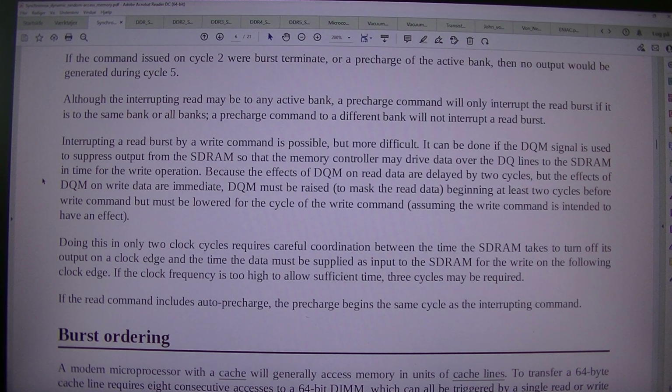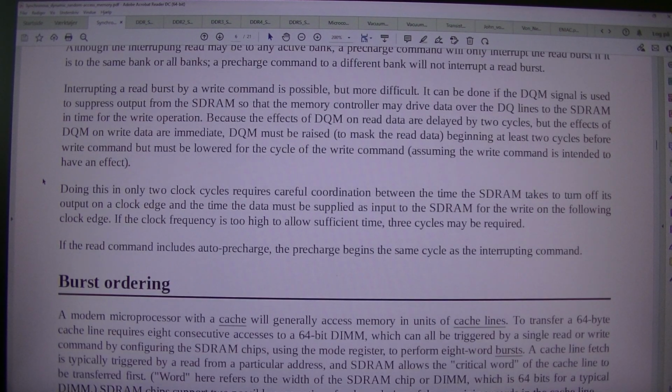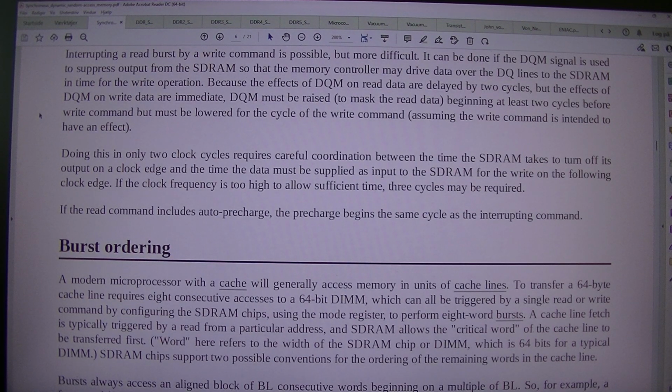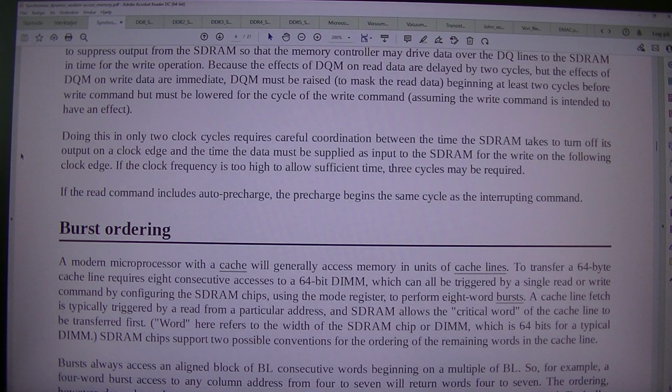but must be lowered for the cycle of the write command, assuming the write command is intended to have an effect. Doing this in only 2 clock cycles requires careful coordination between the time the SDRAM takes to turn off its output on a clock edge and the time the data must be supplied as input to the SDRAM for the write on the following clock edge. If the clock frequency is too high to allow sufficient time, 3 cycles may be required. If the read command includes auto pre-charge, the pre-charge begins the same cycle as the interrupting command.